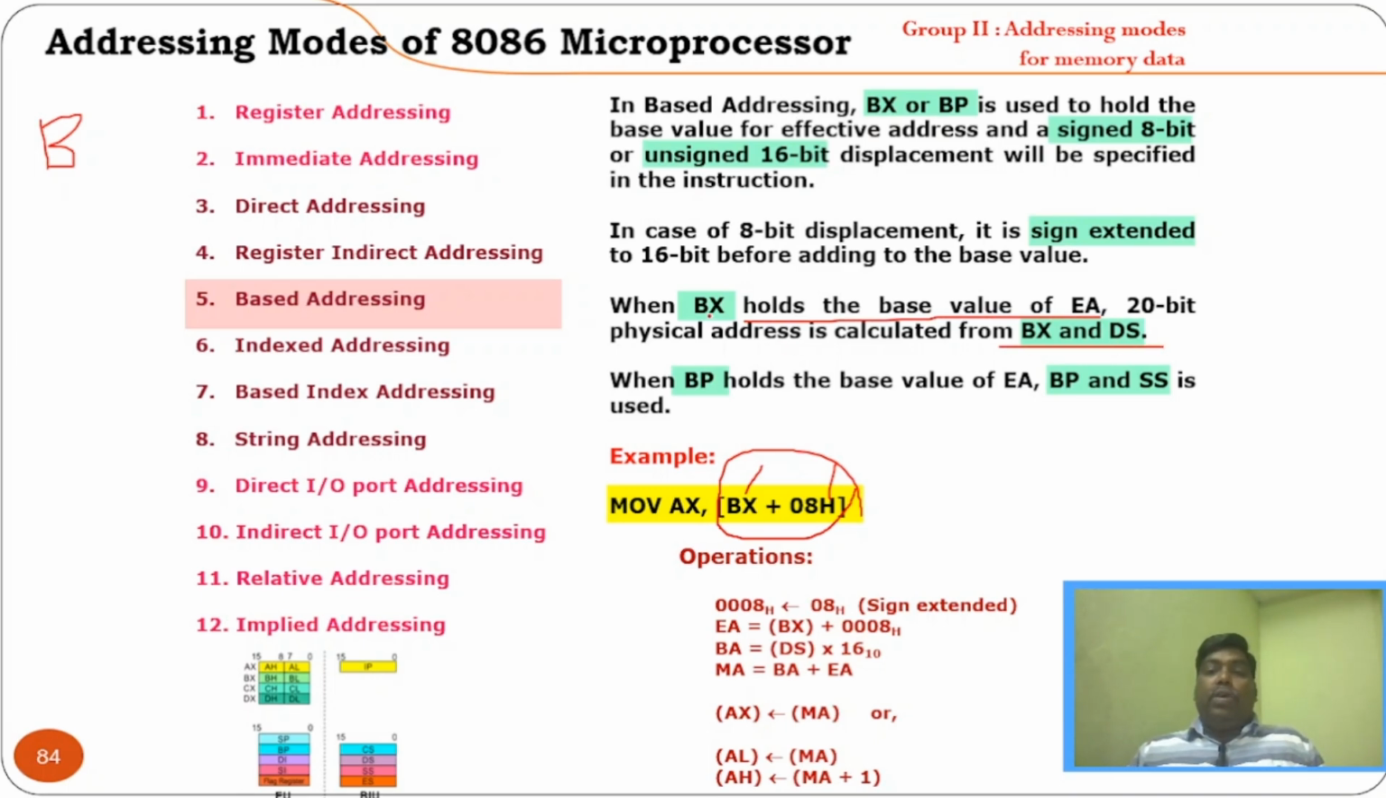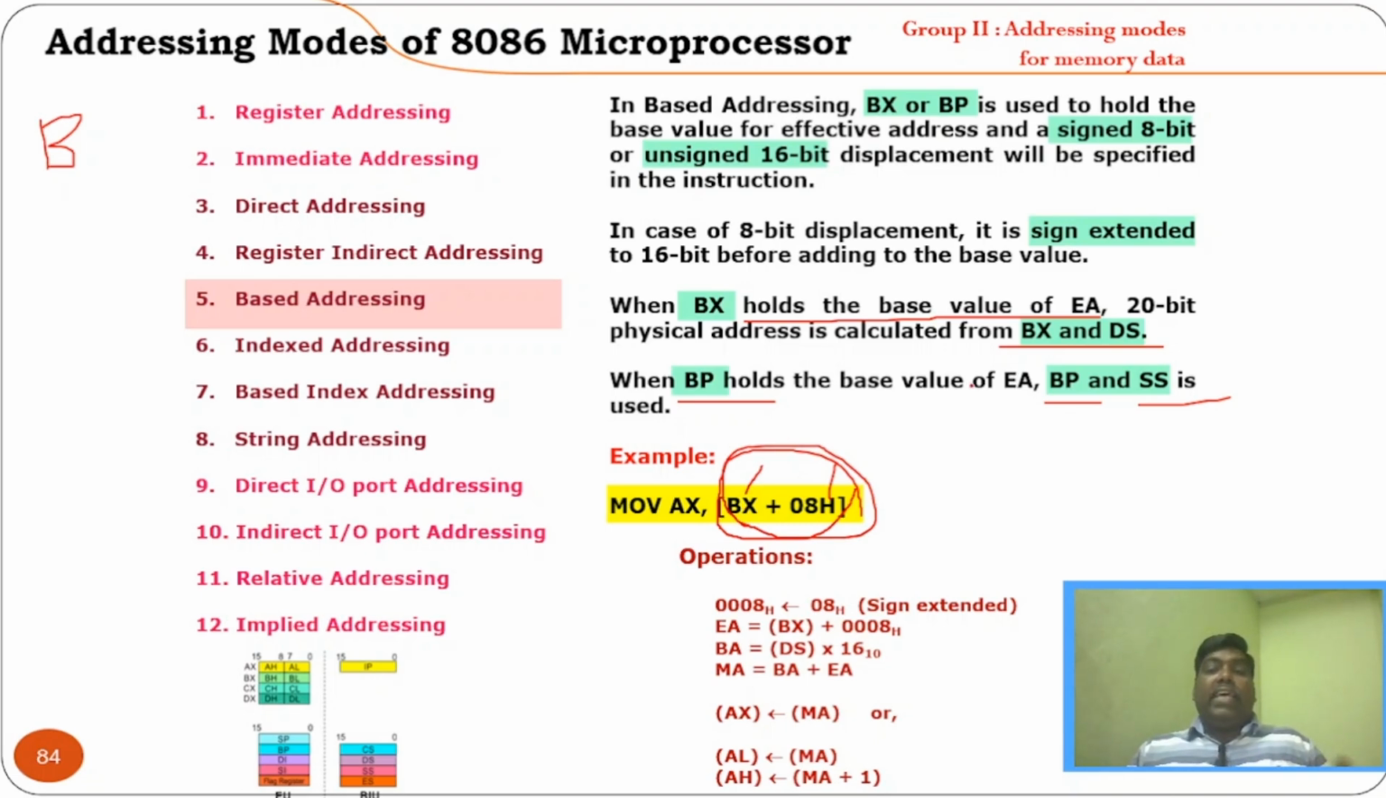So whenever we use BX, the effective address will be calculated from the data segment as well as BX. And whenever we use the base pointer, we use the stack segment and the base pointer to calculate the physical address, right? So now you understand, base addressing is nothing but we use a base register and there will be a displacement value, where the effective address is nothing but the combination of both the things, right? We can get the address by adding these values, right?